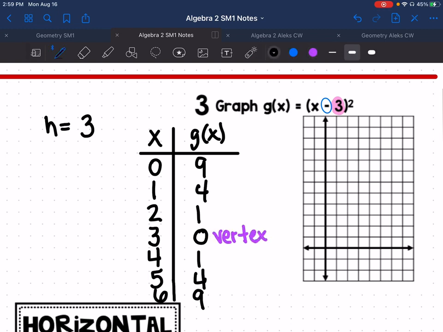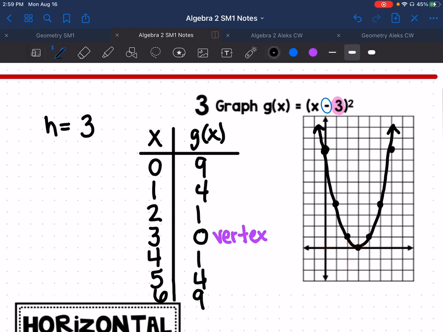Okay, let's go ahead and graph those. So 0 and up 9. 1 and up 4. 2 and up 1. 3, 0. 4, 1. 5 and up 4. 6 and up 9. So take a look at the graph, and if you go back to the very top flap of your foldable, you can see that from the parent function, it's gone from the vertex and it's just shifted the vertex over 3 points.